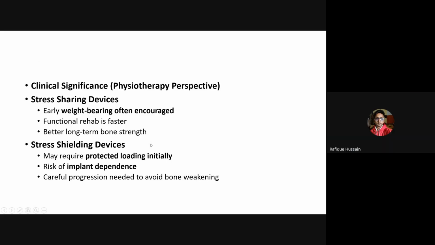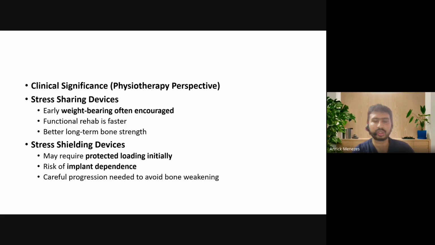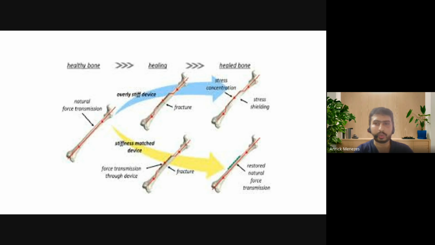Coming to the clinical significance, from a physiotherapy perspective, with a stress sharing device, early weight bearing is often encouraged. Functional rehab is faster, with better long term bone strength. Whereas with stress shielding, it may require protected loading initially, with risk of implant dependence. Careful progression is needed to avoid bone weakening. So these are some of the things that have to be taken into account from a physio perspective.